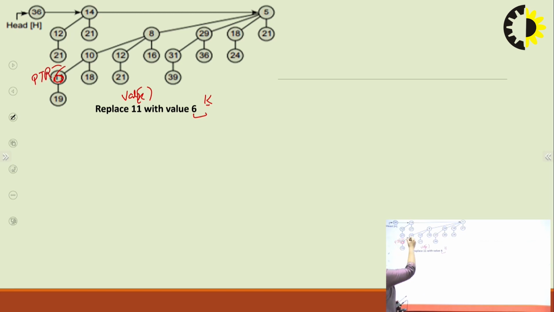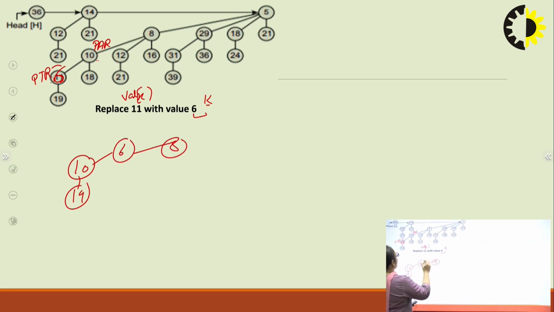This is the ptr variable, and the parent of ptr will be initialized with the par variable. So we have to compare the value of ptr and par. Here the value of ptr is less than the value of its parent node, so we have to swap them. After swapping, we get 10 here and we will get 6 here. Now after swapping, this will become the ptr and its parent will become par.